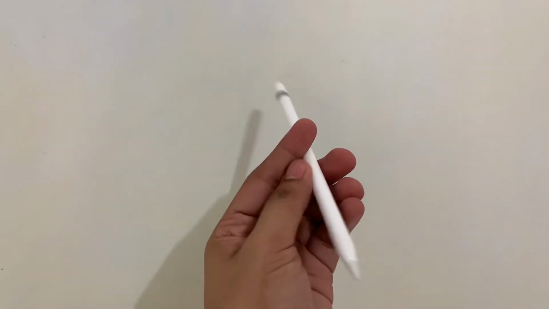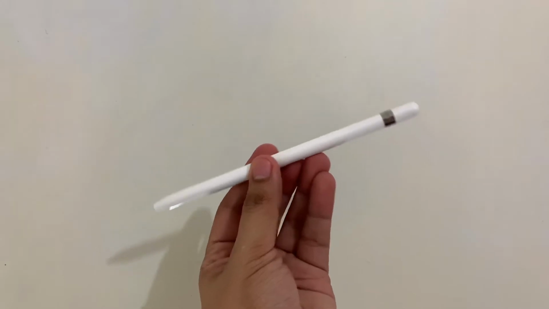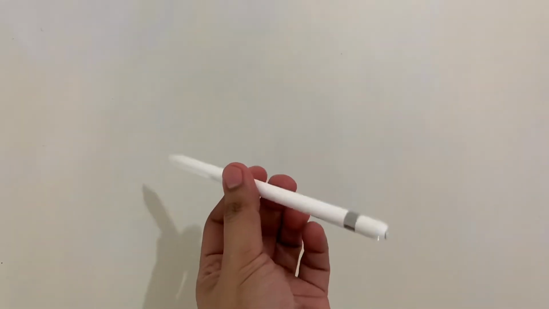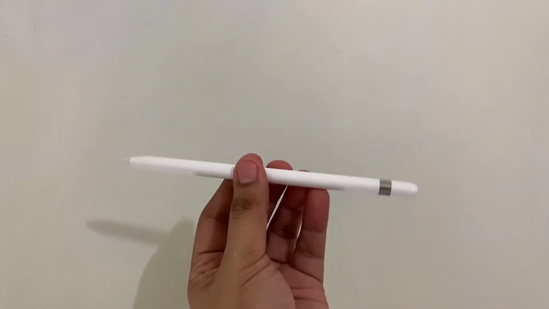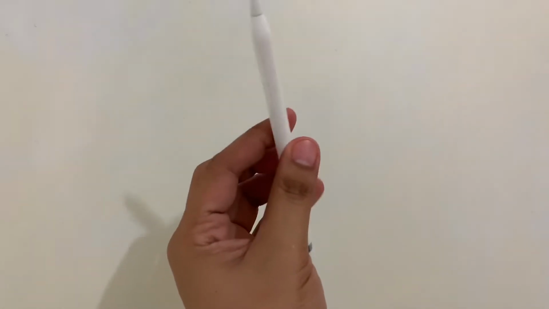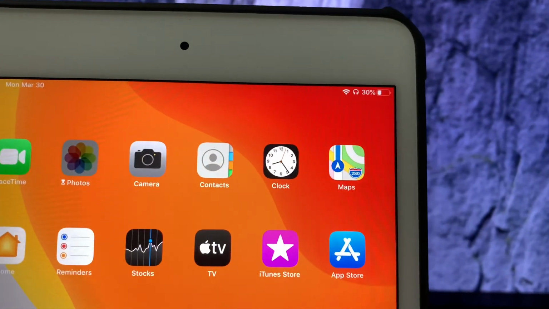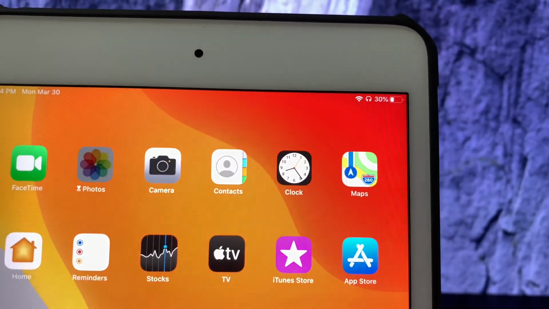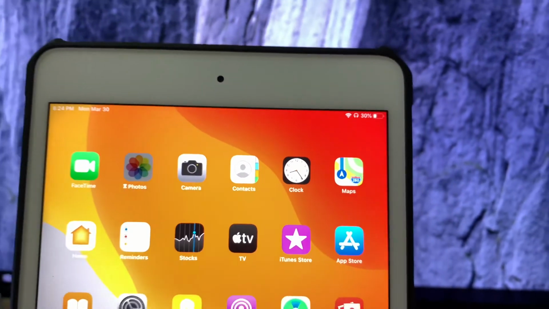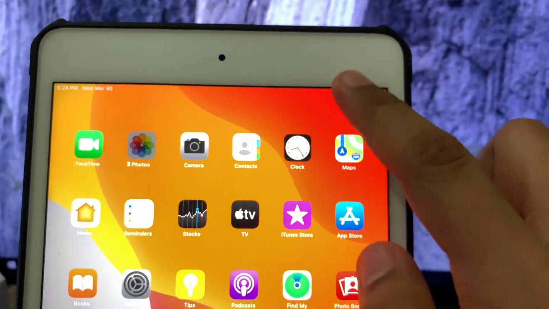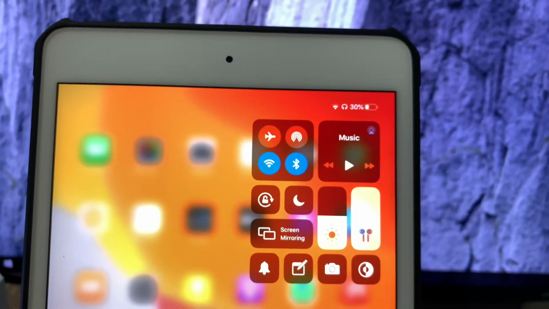The Mini is also compatible with the first generation Apple Pencil. So if you are a fan of writing, I highly recommend that you purchase this as well. As for the battery, Apple says that it can last up to 10 hours of multimedia usage, which is more than satisfactory if you are the type of person who charges your phone once a day.